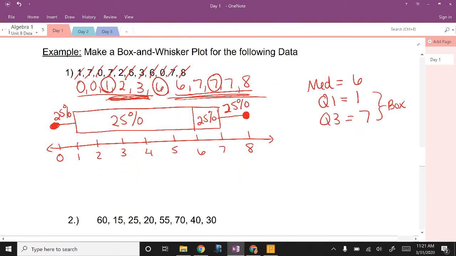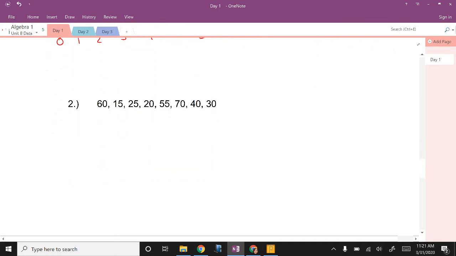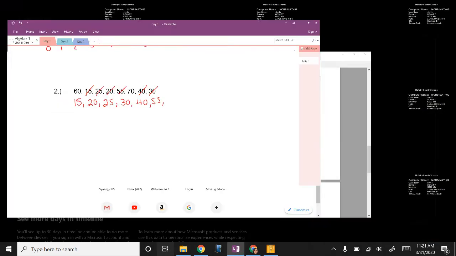All right, just a few more examples. So here's our next set of data. Again, we're going to be working with medians when we're doing box and whisker plots. So the first thing we want to do is arrange our data so that they are in numerical order from least to greatest. So 15 is my smallest, then 20, then 25, then 30, 40, 55, 60, and then 70. Whoops, sorry about that.